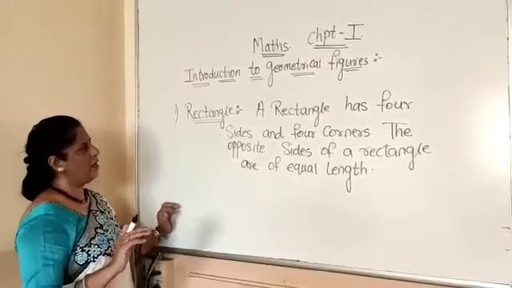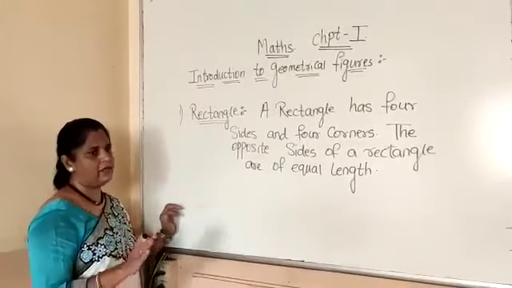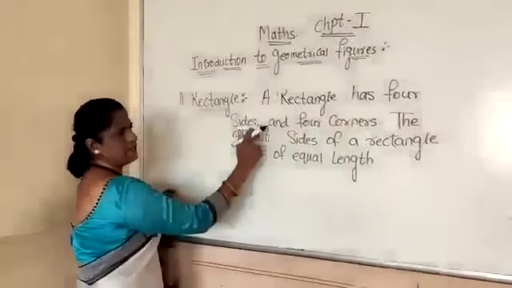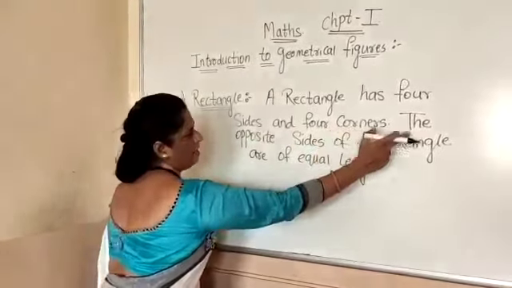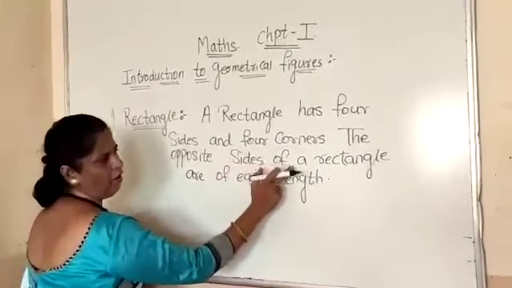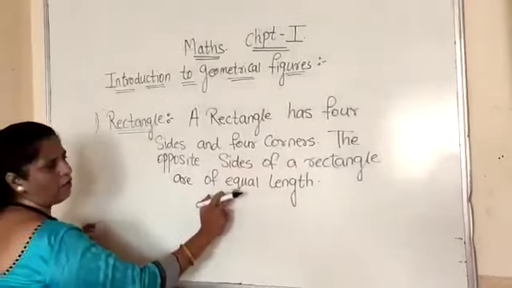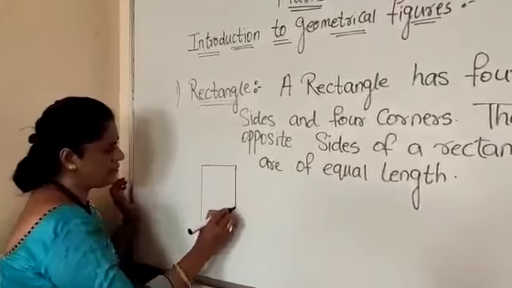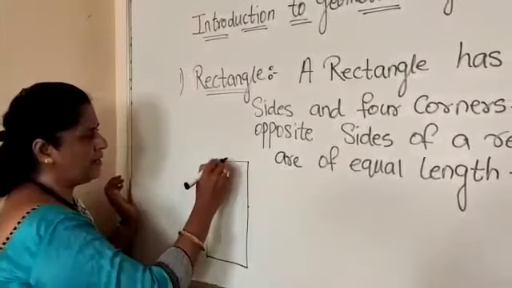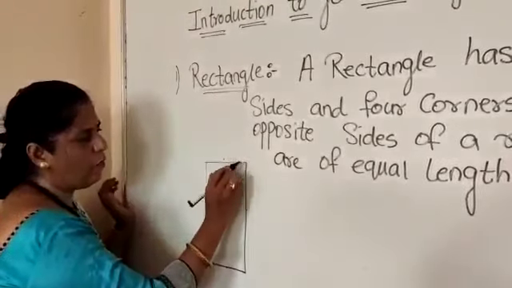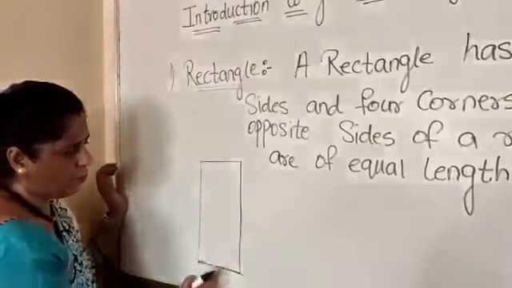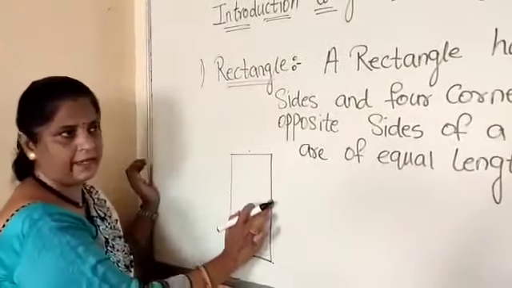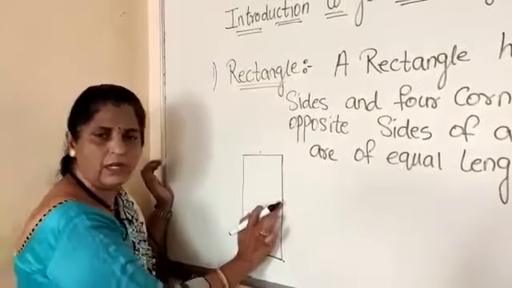Now students, now we will move to rectangle. What is rectangle? A rectangle has four sides and four corners. The opposite sides of a rectangle are of equal length. See students, a rectangle has four sides and four corners. The opposite sides of the rectangle are of equal length.